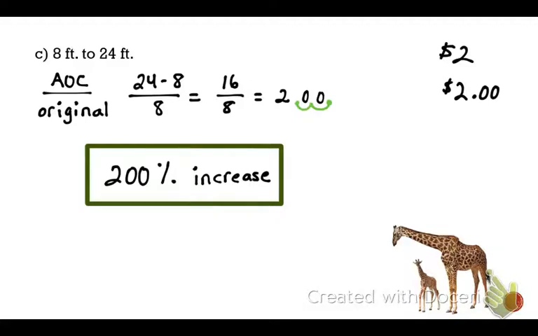When you're trying to figure out increase or decrease, look to see what it says it was to start with. It was 8 feet and it went to 24 feet. So that has to be an increase. If it were the opposite, it was 24 feet and now it's 8 feet, that would be a decrease.